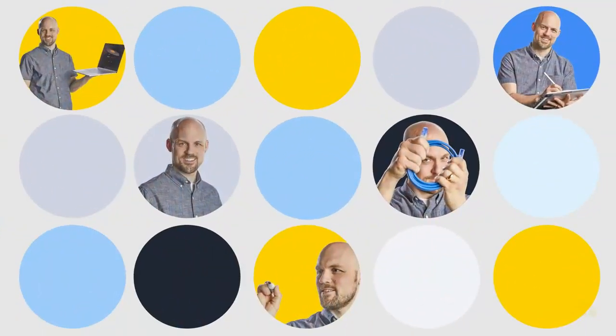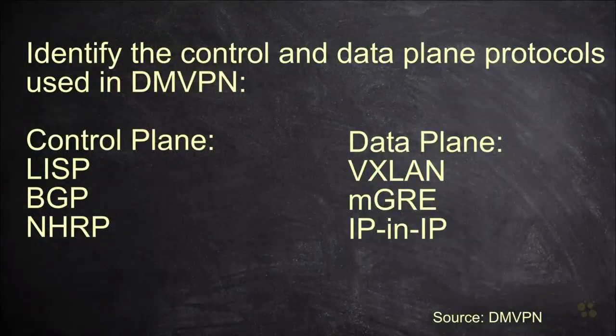We are making some great progress in this ENSLD course, and in fact, we've come to the end of another skill. So let's review what we've learned by taking this quiz. First up, out of 5 questions, identify the control and data plane protocols used in DMVPN.